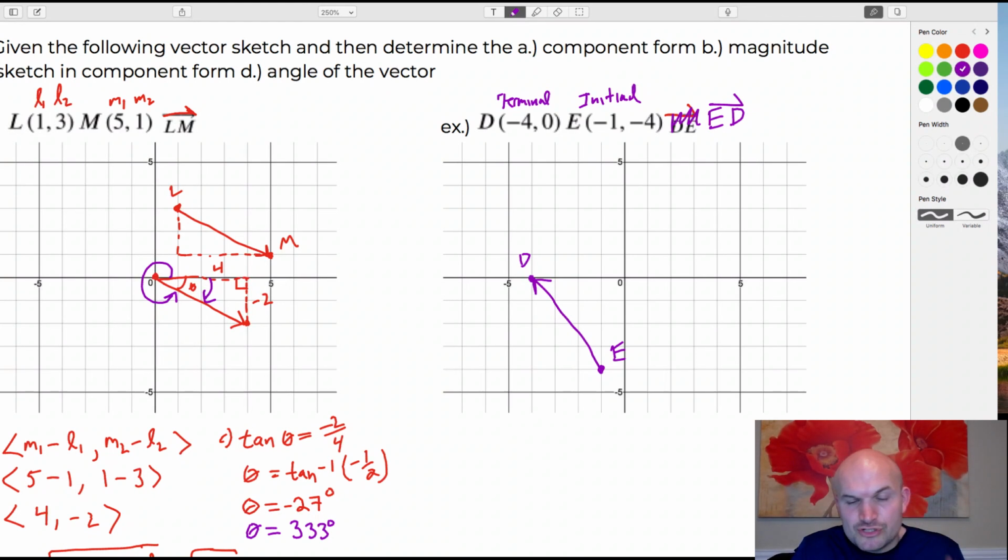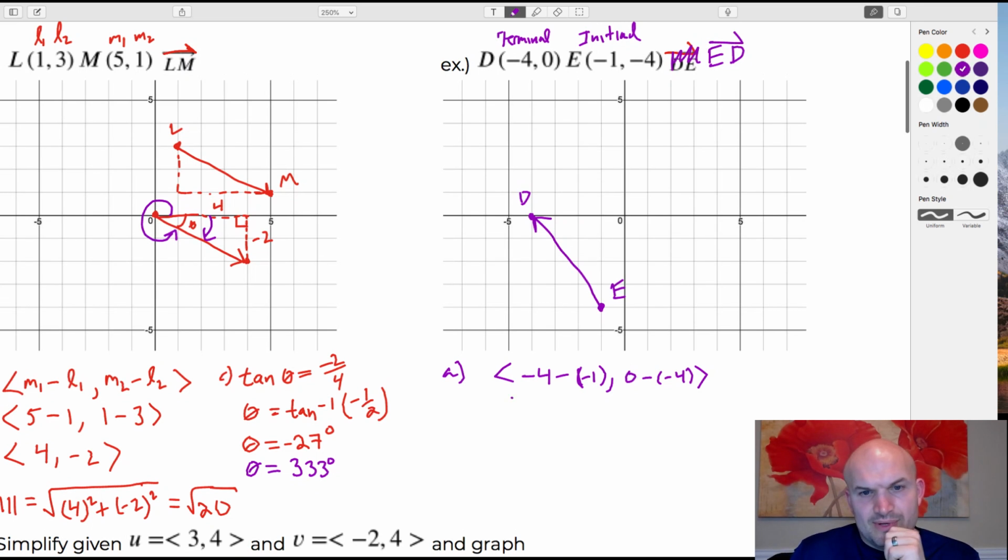So again, when you're trying to find component form, you're basically subtracting. You have X and Y coordinates, so you're finding the change in the X coordinates, which will be terminal minus initial. That's going to be -4 minus -1. Make sure you're using parentheses there. And for the Y coordinates, it's going to be 0 minus -4. That's going to be a directed segment there.